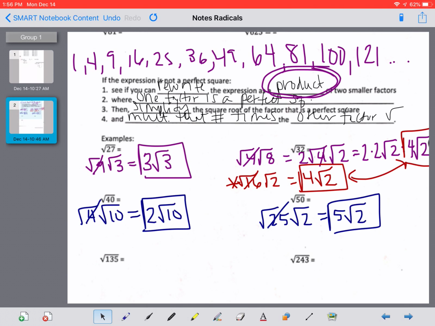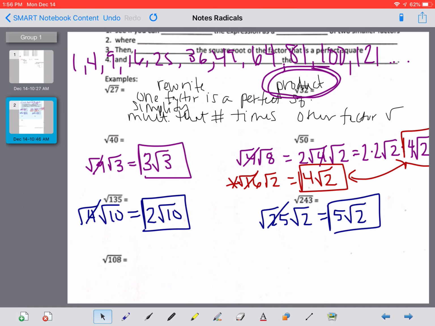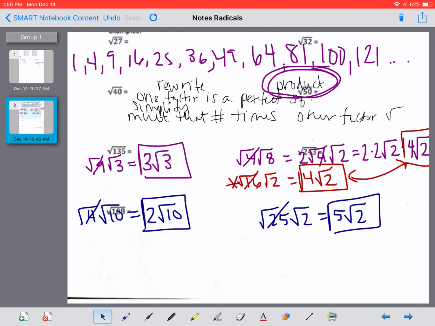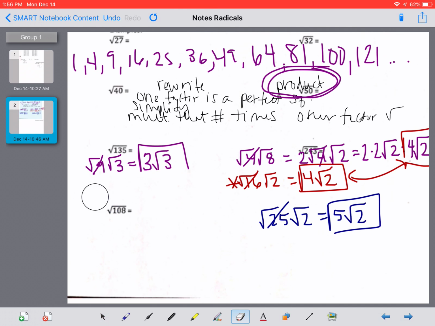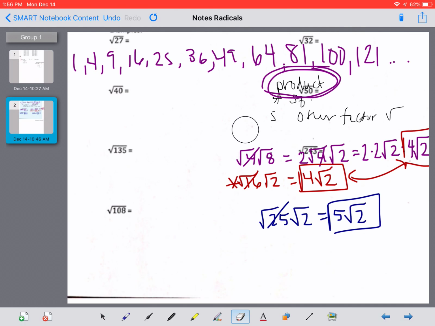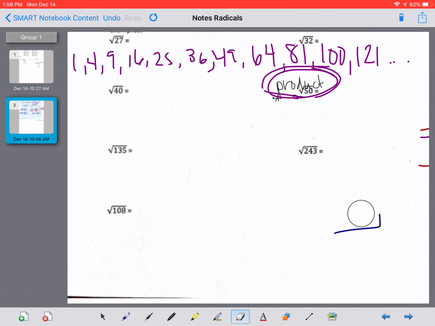Now, if you would like to try the next ones on your own, pause the video and then see if you do it correctly. You can. I'm just going to keep going here, erase some of this stuff. Still using this list of perfect squares there in purple.